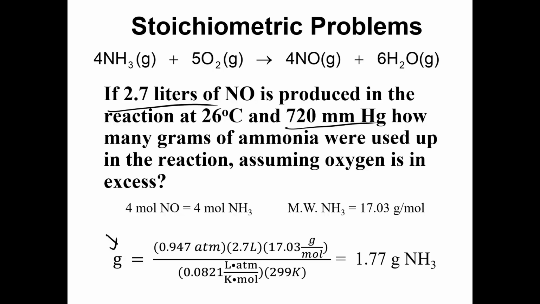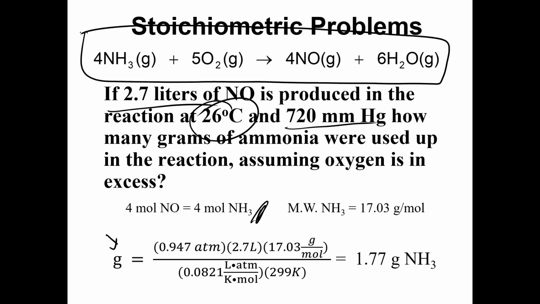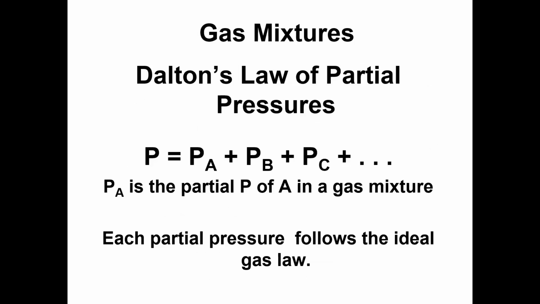We want to know the grams of ammonia, so we use its molecular weight, and then the ideal gas constant, and of course 26 degrees is 299 K, and we end up with 1.77 grams of ammonia. So it's important that you look at the balanced equation and make the connection there, right? And sometimes it's a solid or a gas, and you just have to put the pieces together. It's part of science.